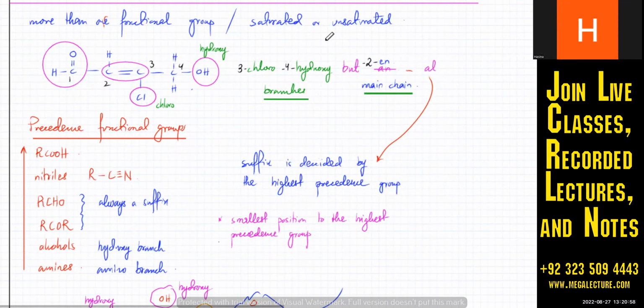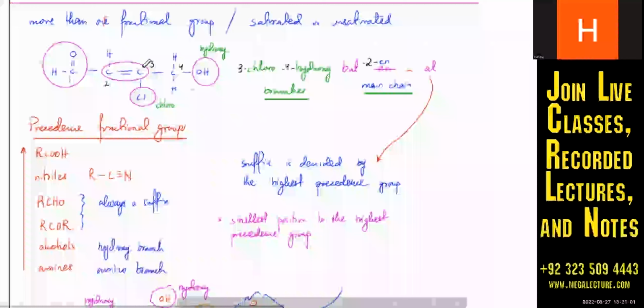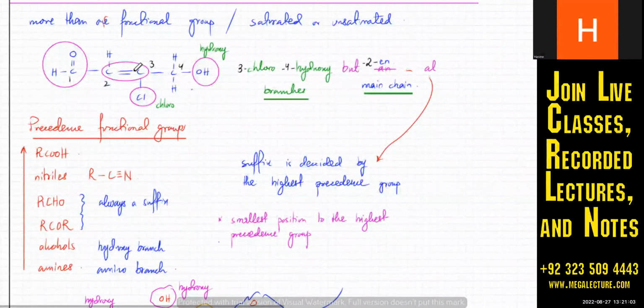Number of carbon atoms, that's 4, so that's but, but it's unsaturated. That means it's got a double bond over here. So instead of AN, it's EN. It would have been butanal, but now it's butenal, because it's got a double bond in the middle. In all the counting, the smallest position is given to the highest precedence group. So which is why the aldehyde, which has the highest precedence, is given position number 1.